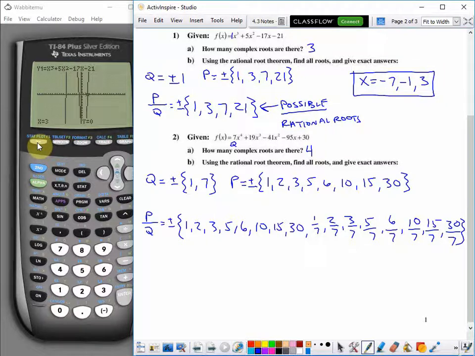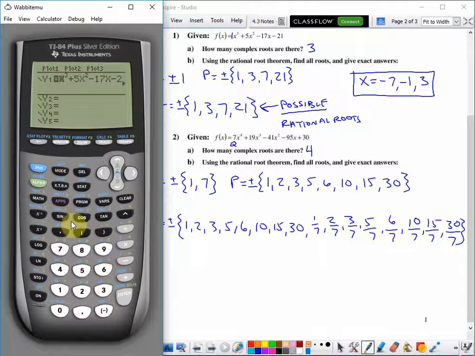So we go to the graph. And again, we can just plug in all these numbers, the positive and the negative version, to this equation. Anything that gives me an output of 0 is a root. But it would be a little bit quicker just to put in the equation. We have a graphing calculator, 7x to the 4th plus 19x cubed minus 41x squared minus 95x plus 30.